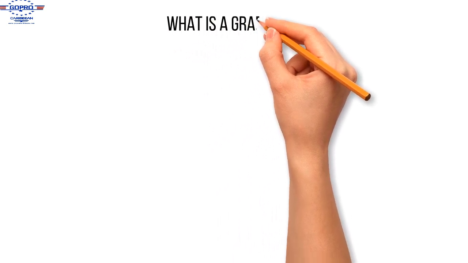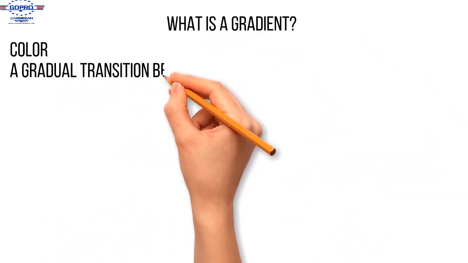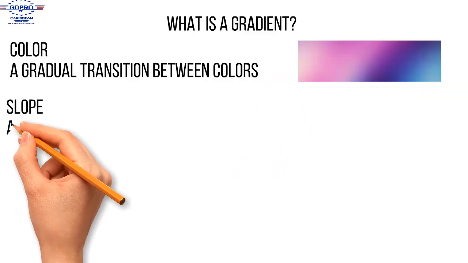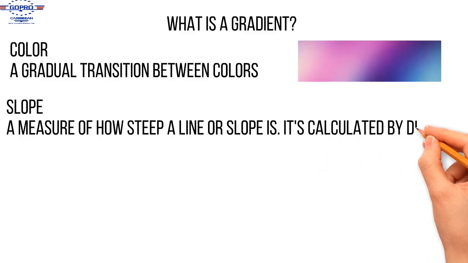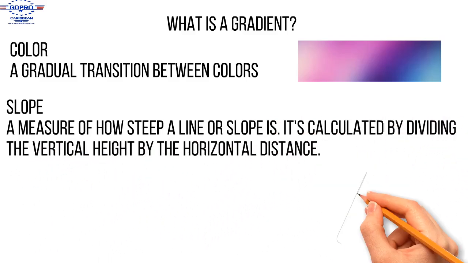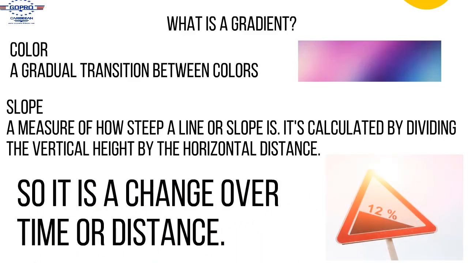Here's one to explain safety stops and deco stops. Let's start by asking, what is a gradient? Well, if we think about colour, it's a gradual transition between colours. If we think about a slope, it is a measure of how steep the line or slope is. It's calculated by dividing the vertical height by the horizontal distance. So, to summarise it, it is a change over time or distance.